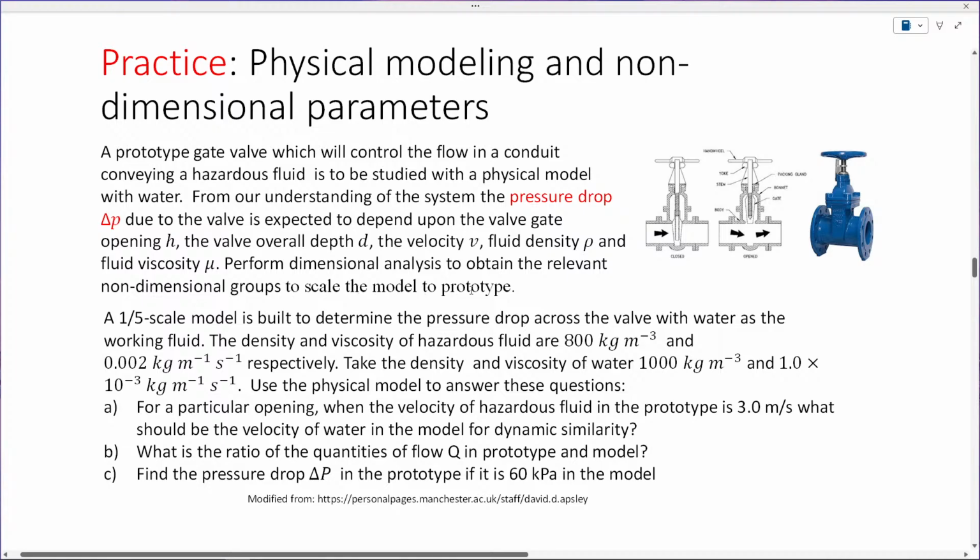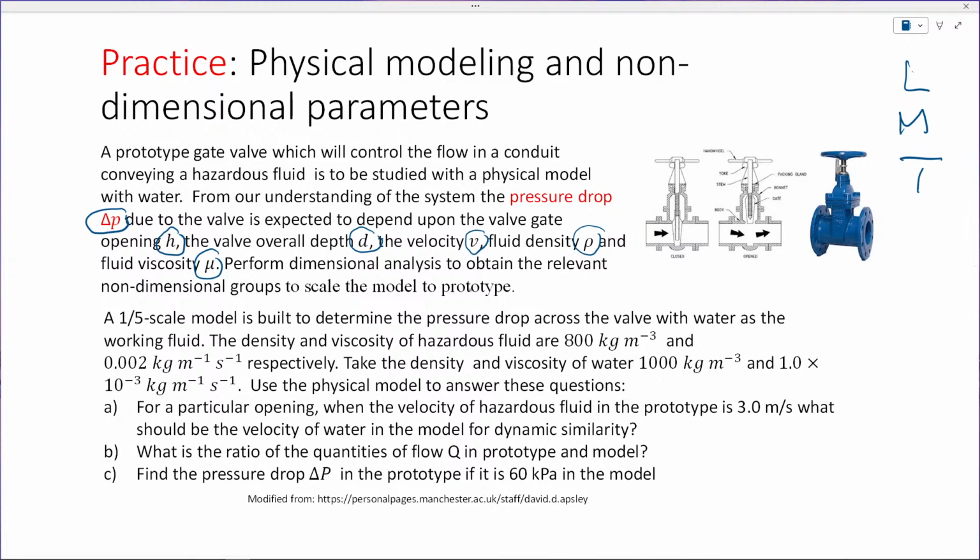Just by looking at this, how many variables do we have? We have the pressure drop, that's variable number one. We have H, variable number 2. We have D, variable number 3. We have V, variable number 4. Density, 5. And viscosity, 6. So we have 6 variables. How many dimensions do we have? We only have 3 dimensions: length, mass, and time. Then how many non-dimensional parameters are we expecting to get? We are expecting 3 non-dimensional parameters.